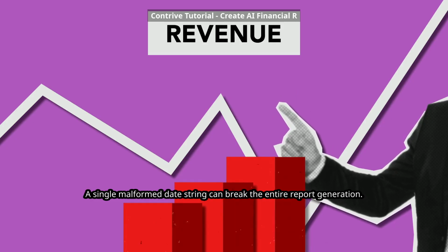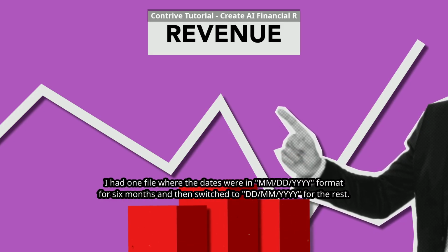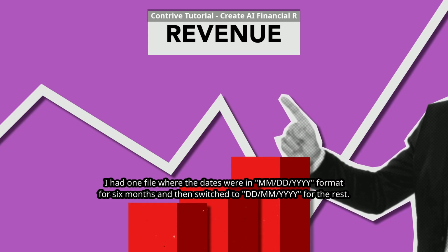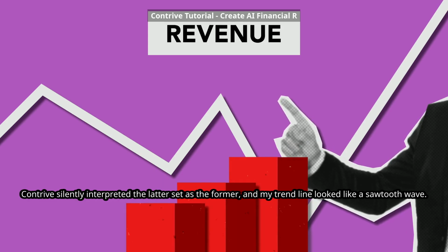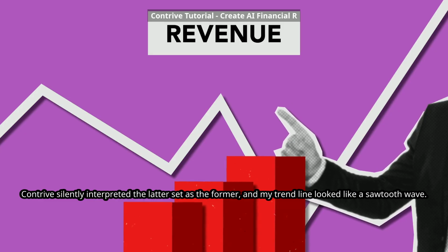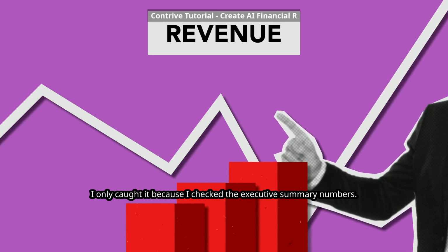I had one file where the dates were in mm/dd/YYYY format for 6 months, and then switched to dd/mm/YYYY for the rest. Contrive silently interpreted the latter set as the former, and my trend line looked like a sawtooth wave. I only caught it because I checked the executive summary numbers.